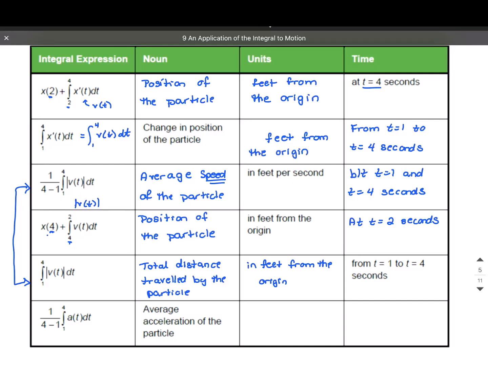All right. And the last one, 1 over 4 minus 1 times the integral from 1 to 4, that's an average value. And notice this is a of t, so it's average acceleration of the particle. That's going to be in feet per second per second. Yes, that is the same as feet per second squared. And that is happening between t equals 1 and t equals 4 seconds.